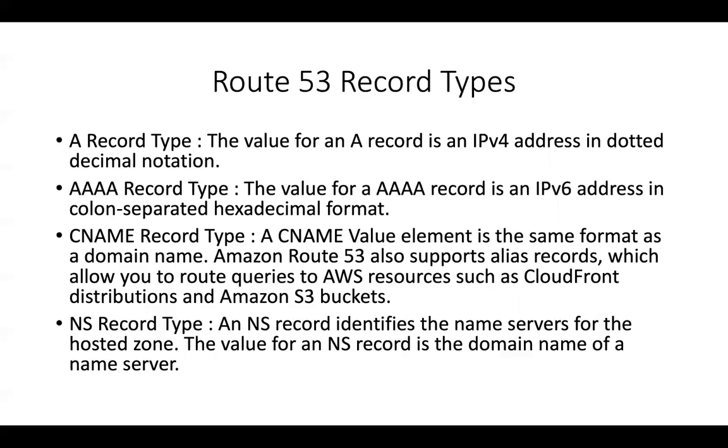And other than the routing policies, the most important concept of Route 53 is to understand some of the resource types, or your record types, right? So we have the A record type that is being used for IPv4 addresses. And we have the AAAA record type that is being used for the IPv6 addresses. We have the CNAME record type for a domain name.